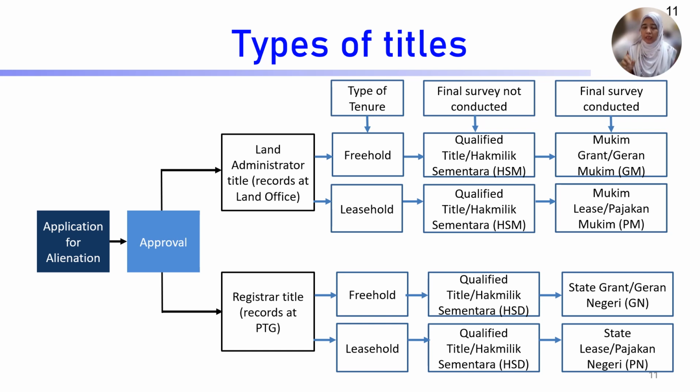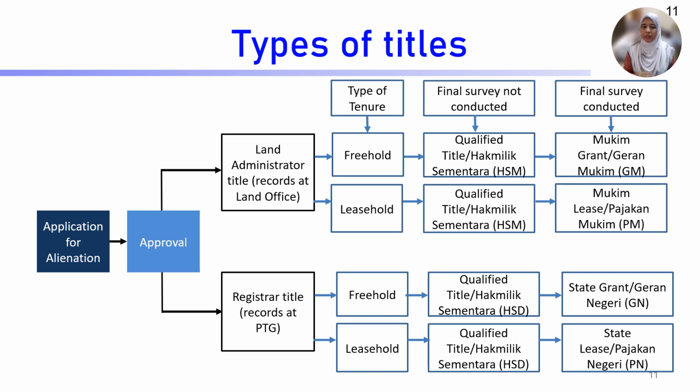So PM. For qualified title under freehold, for PTG title, the final title will be GN ataupun geran. Dia akan eja, spell out in full, GERAN, geran negeri lah GN. And also finally for leasehold, the final title will be PN.